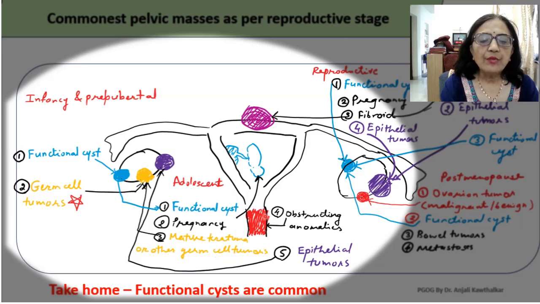Another reason for pelvic masses we should remember in adolescent girls is obstructing congenital malformations leading to vaginal mass or uterine mass, and that is a cause of pelvic mass in this age group. And last, here in adolescent age itself, epithelial ovarian tumors start appearing. So we can have an epithelial tumor in this age group also.